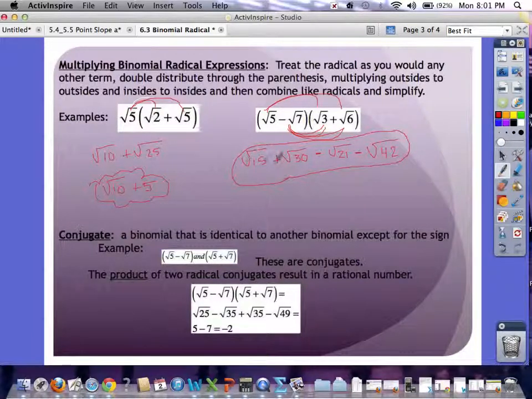So it doesn't matter as long as you check everything to make sure it does not simplify. There's nothing that I could put together. None of the radicands are the same. That's as far as I can go.